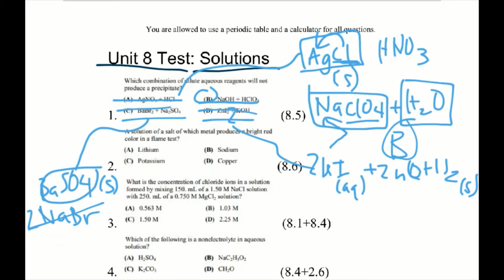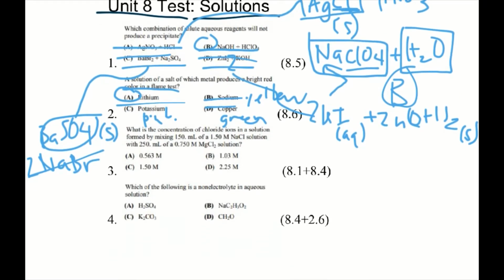Number 2. A solution of a flame of which metal produces a bright red color in a flame test. So the answer is lithium, because potassium produces a pink flame, copper is a green flame, and sodium is a yellow flame. So these 3 are out. Now let's look at number 3.